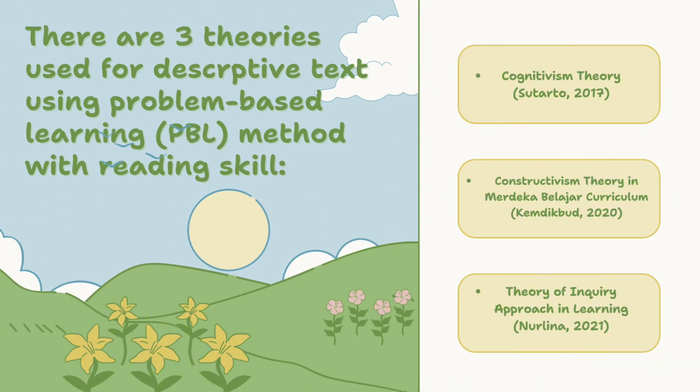Okay, next, there are three theories used for descriptive text using the problem-based learning or PBL method with reading skill. The first is cognitivism theory from Sutarto, 2017. This theory emphasizes that learning is an internal process that involves information structuring, perceptual reorganization, and information processing.